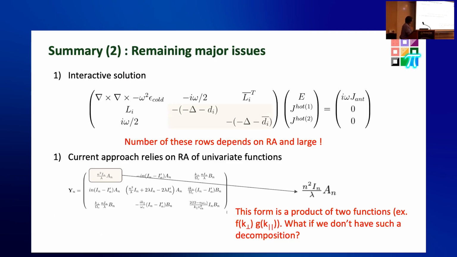Everything looks good, but there are still remaining major issues. One thing is that we have the Maxwell equations, and we needed to extend them by adding diffusion equations. The number of diffusion equations depends on the rational approximation, which can be large, typically 5 or 6. We are solving the entire linear system at once using a direct solver, which means you have 10 times more degrees of freedom.